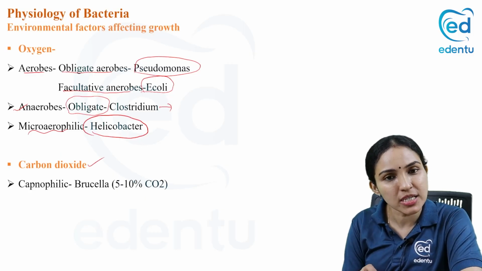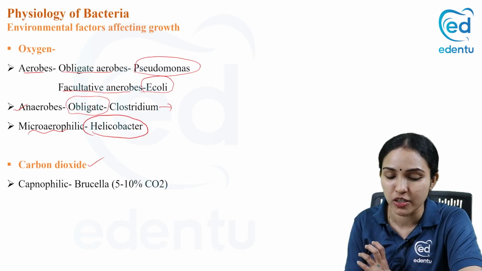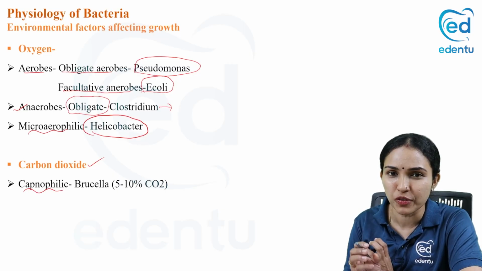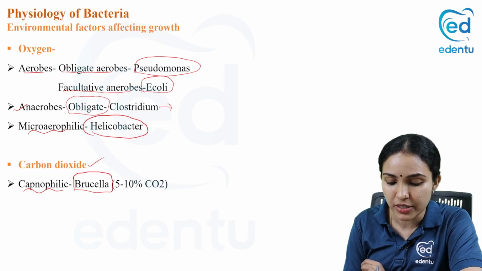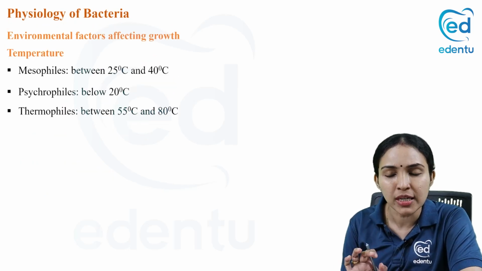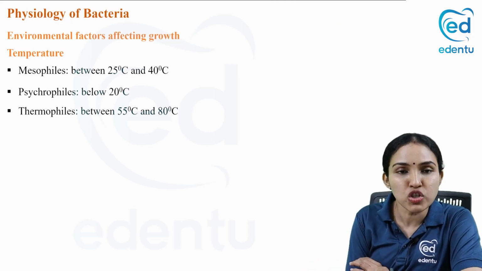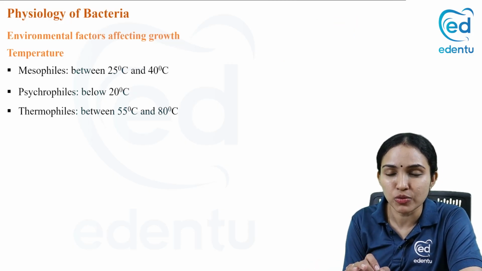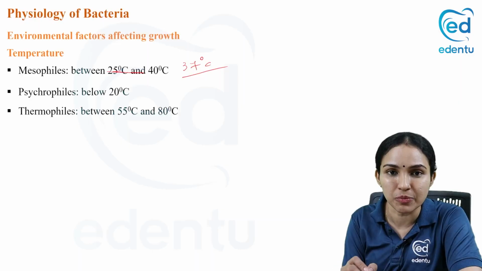Regarding carbon dioxide requirement, most of them need only a very small quantity of carbon dioxide, but there are exceptions. Some of them have a special affinity for carbon dioxide, which is called capnophilic. Philic means it loves carbon dioxide. An example is Brucella. Brucella requires 5 to 10% carbon dioxide. Okay, that's one exception. And regarding temperature, we all know temperature. Most of the bacteria love human body temperature. They survive easily at human body temperature. What is the human body temperature? 37 degrees Celsius, right? So most bacteria like the temperature of 37.